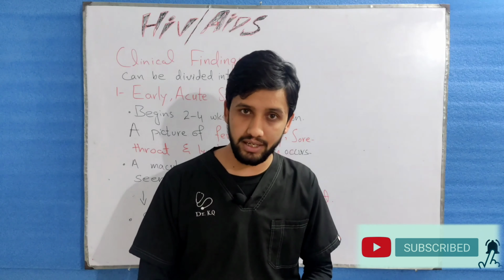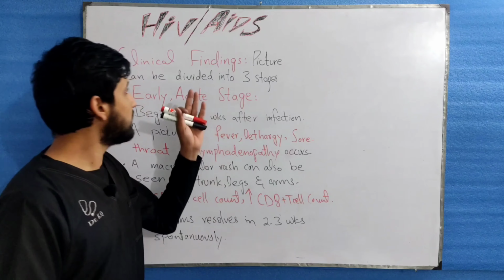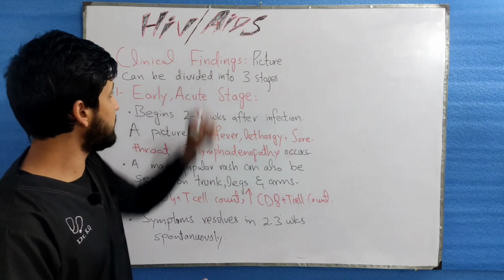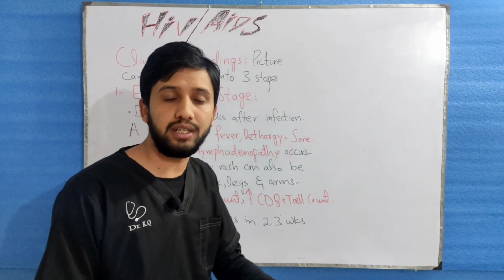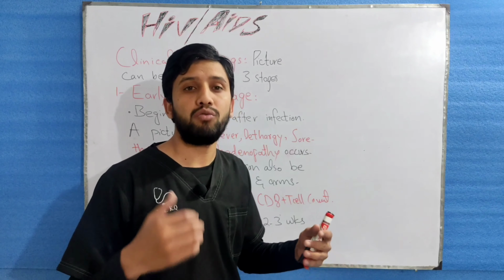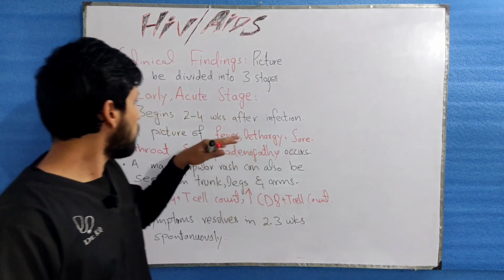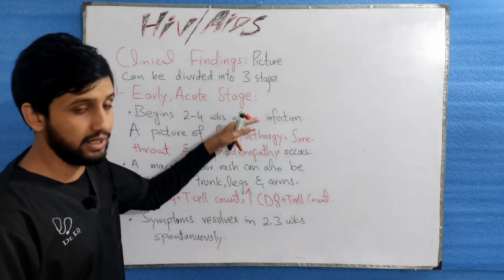So let's begin with the topic of HIV AIDS. The clinical picture of this disease can be divided into three stages. Number one is the acute stage, then the middle stage, which we call the chronic stage, and the final one, which is the full-blown AIDS stage. So these are the three stages, starting with the first one, that is the early acute stage.